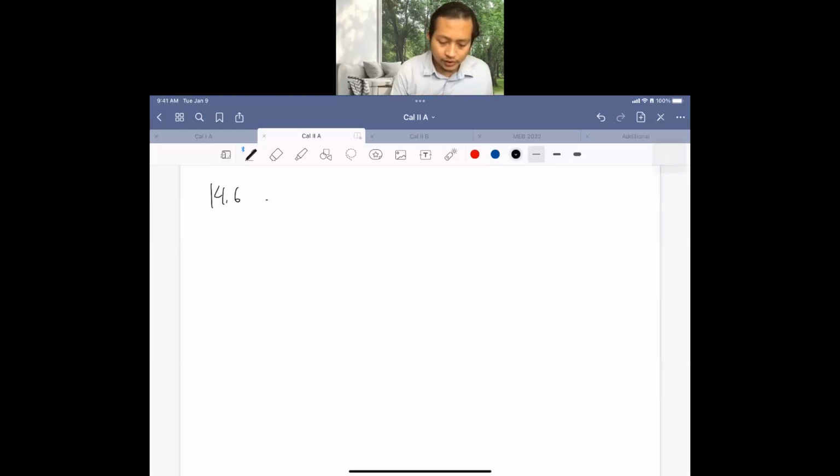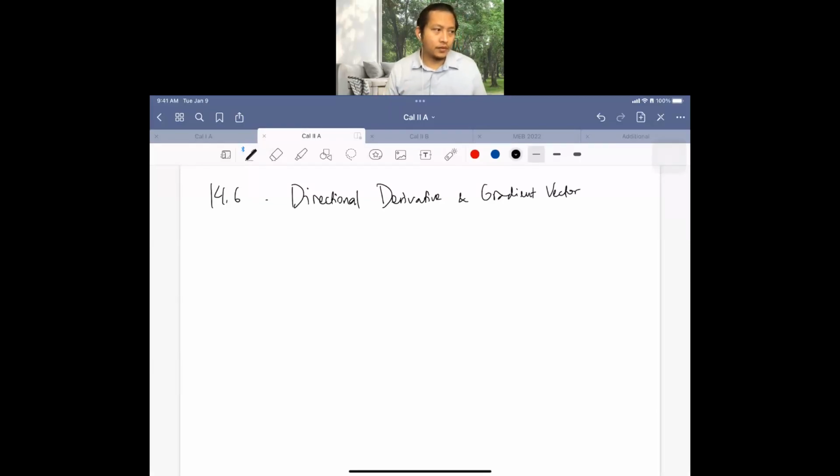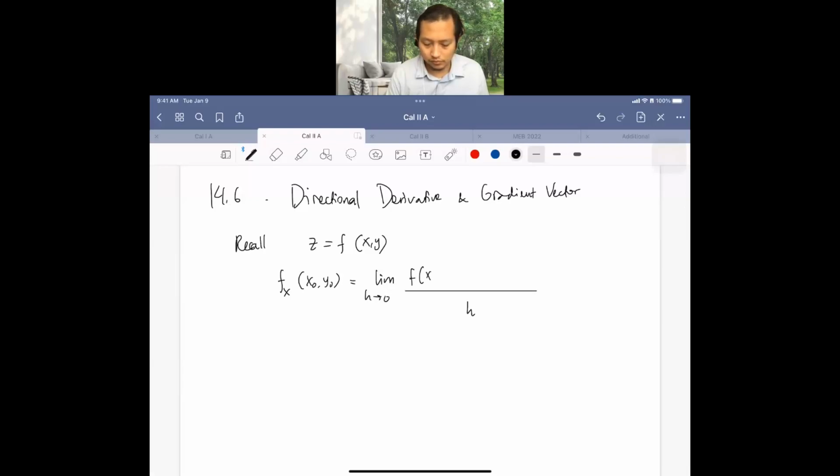So this will be 14.6, directional derivative and gradient vector. Okay, recall that for a function of two variables, x, y, we can have our definition of partial derivative for x at this point, x0, y0. We can use our limit definition. Sometimes in your textbook, you are using a, b, or this x0, y0, but it should be the same thing.